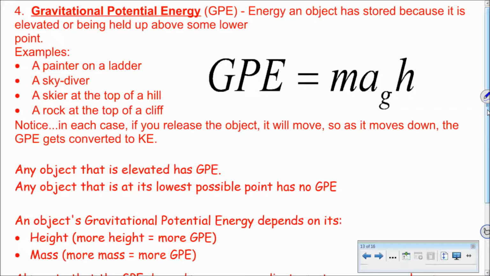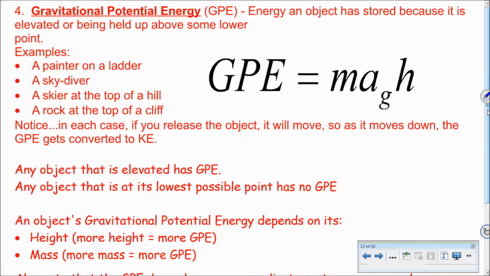When I talk about the height of an object, I'm not talking about, oh, Mr. Hecker is 5'10", so the height is 5'10". No, the height is how far the object is elevated. So if I take the duck and hold the duck up, then to calculate the GPE, I would take the mass of the duck, multiply it by the acceleration of gravity, and then multiply it by the height from the floor up. Good? All right.